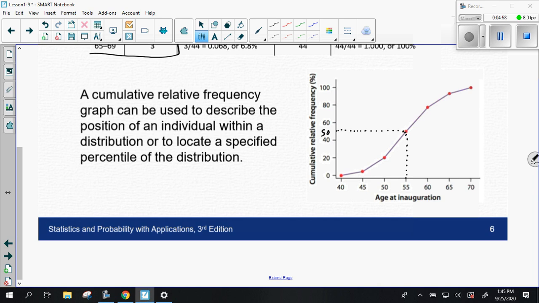So this is called the cumulative relative frequency graph. I also like to call it an ogive. Other people do too. It refers to the shape of the graph. It's a little easier to say.